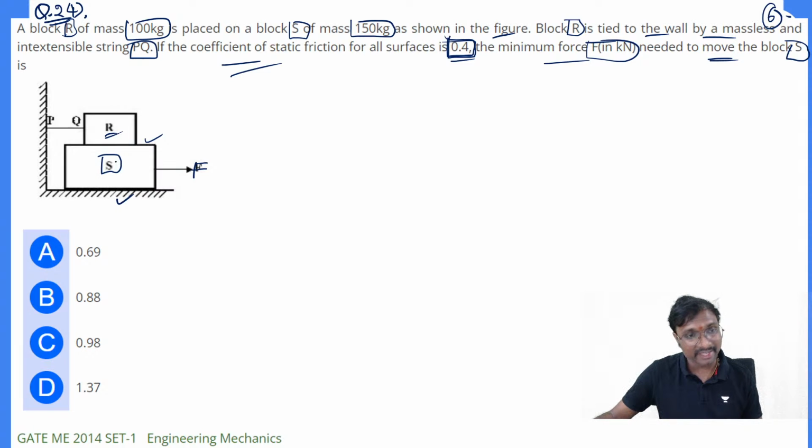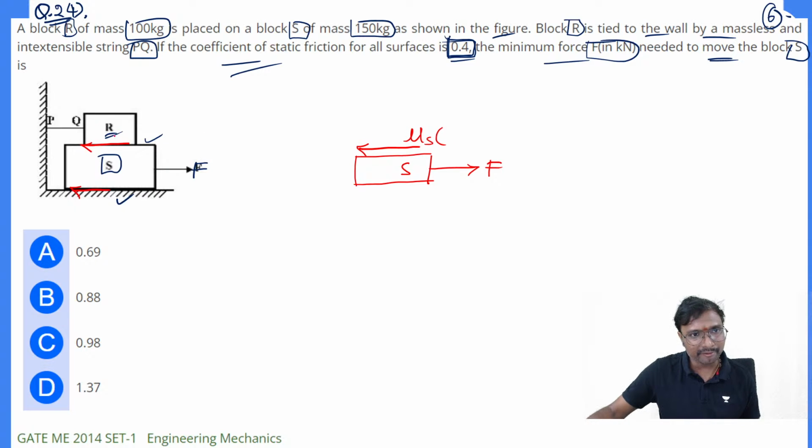That force has to overcome the frictional forces. Both the top and bottom frictional forces have to be resisted. To move block S by means of this force F, at the top the friction is static friction, mu S into the normal reaction, which is nothing but the weight of block R only.